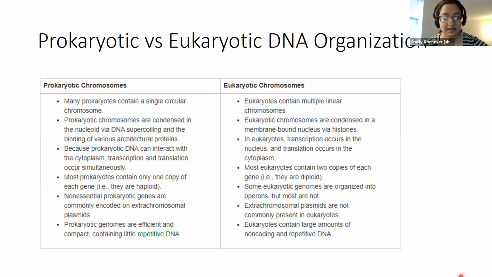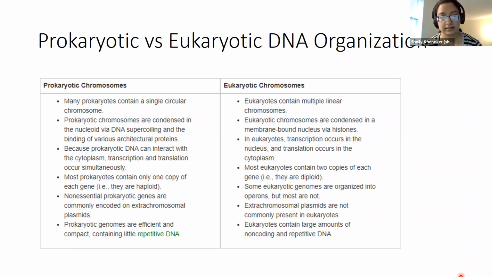Okay, so this lists out some of the major differences. Like Kiki mentioned, most prokaryotes contain a single chromosome that's in a circular form. They're condensed in a region of the cytoplasm known as a nucleoid, as opposed to eukaryotes, where there's a defined nucleus with a membrane.